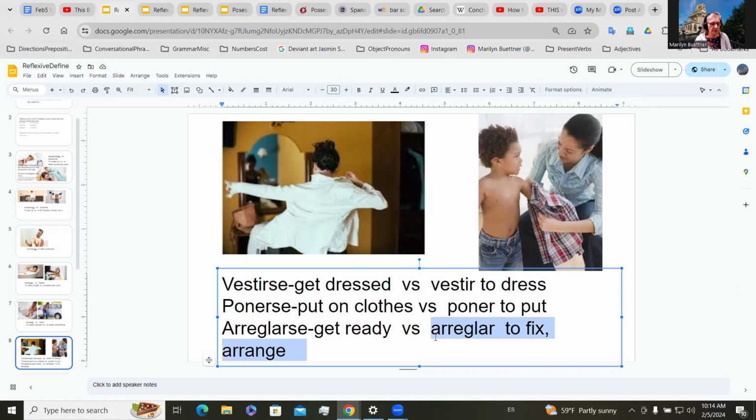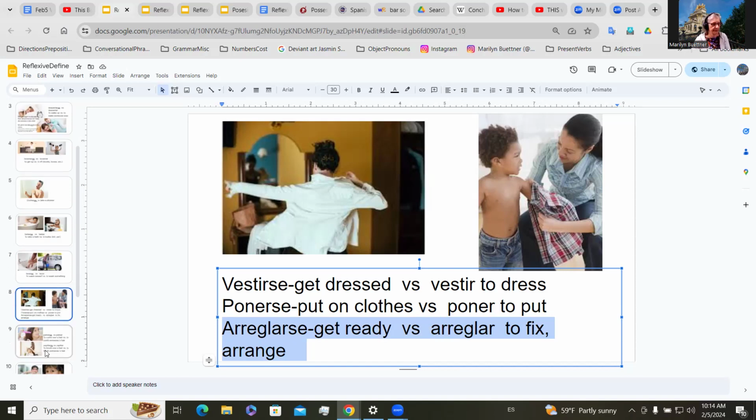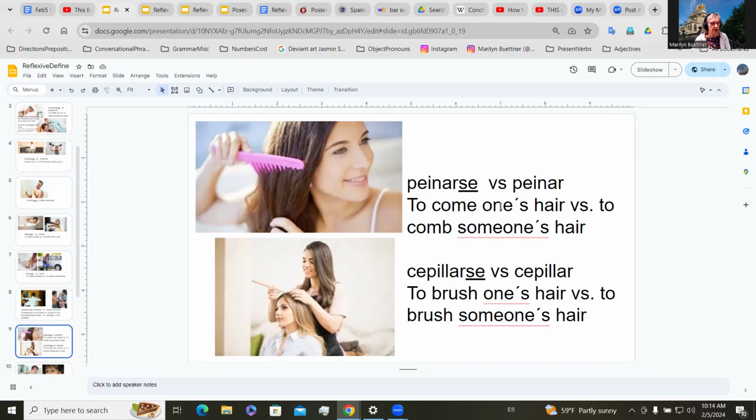Arreglar by itself just means fix something or arrange something, set it up, okay? But arreglarse, to get oneself ready, to get oneself fixed up, yeah? Arreglarse can mean you get yourself all fixed up before going to a party, yeah? Or getting yourself all fixed up and ready to go to work, así, like that.